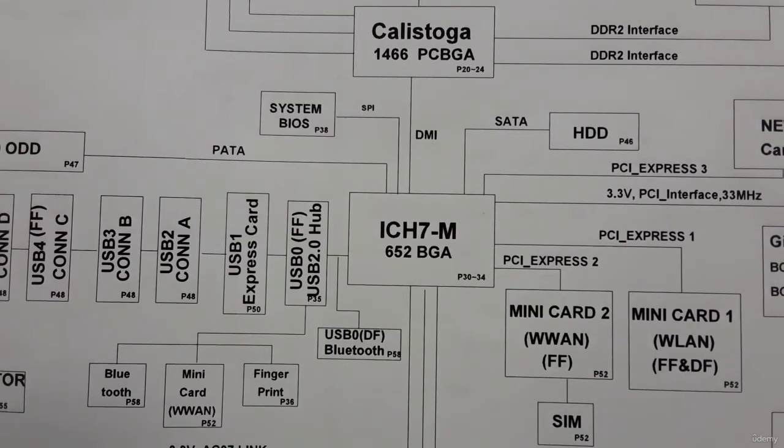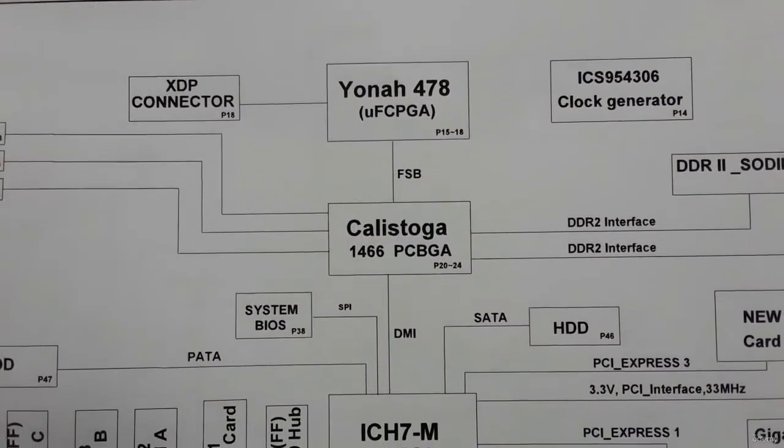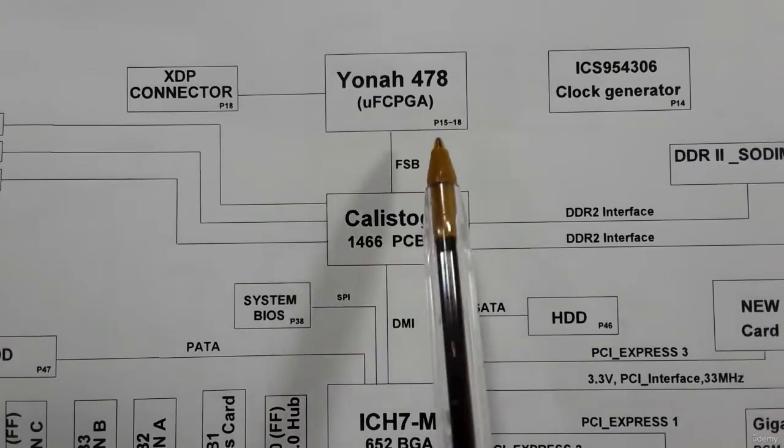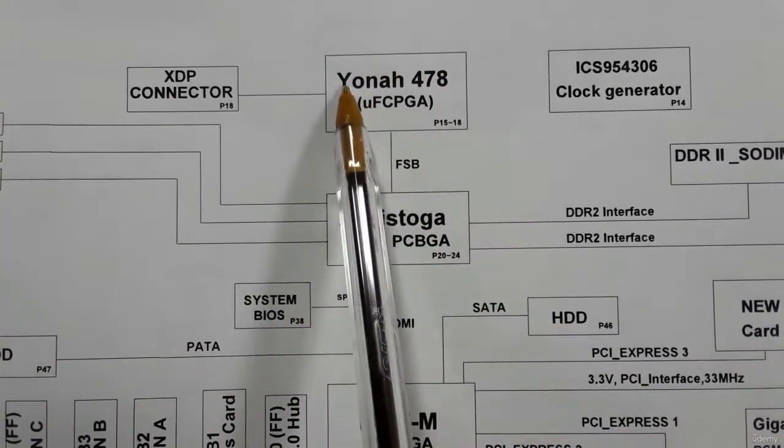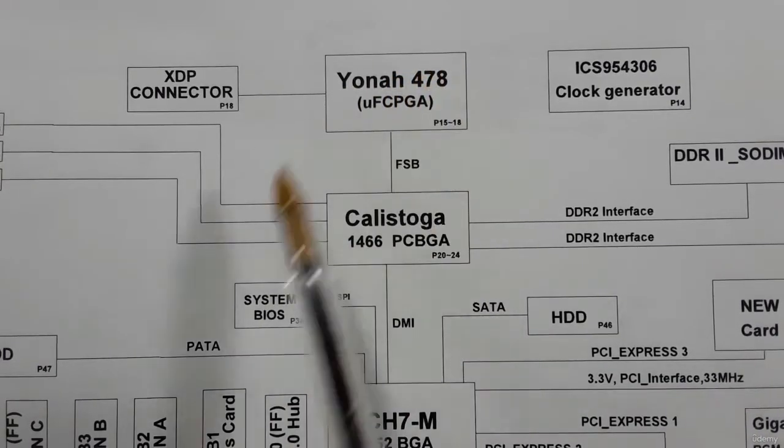So as you see in this page, we have the laptop motherboard block diagram. In this diagram, you can see all components, chips, and ICs that compose this motherboard. Here, the first component is the processor, the CPU, UNA 478, the type of the CPU.